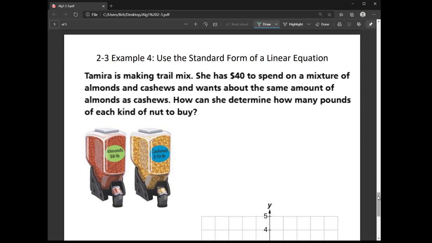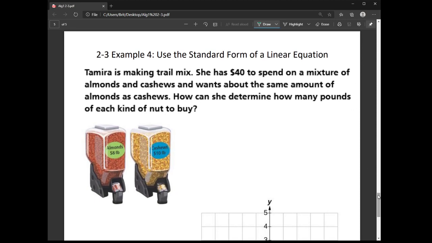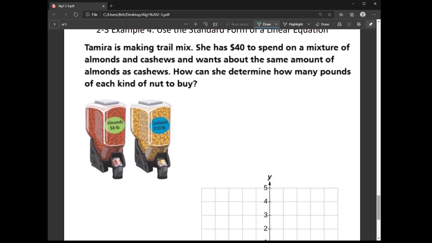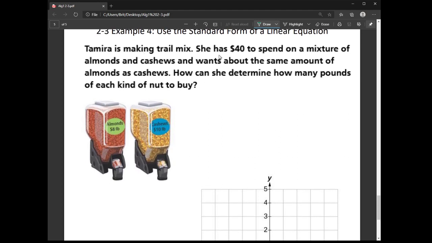Alright, this word problem has a gal named Tamira, and she's making trail mix. She has $40 to spend on almonds and cashews that she wants to put in this trail mix.